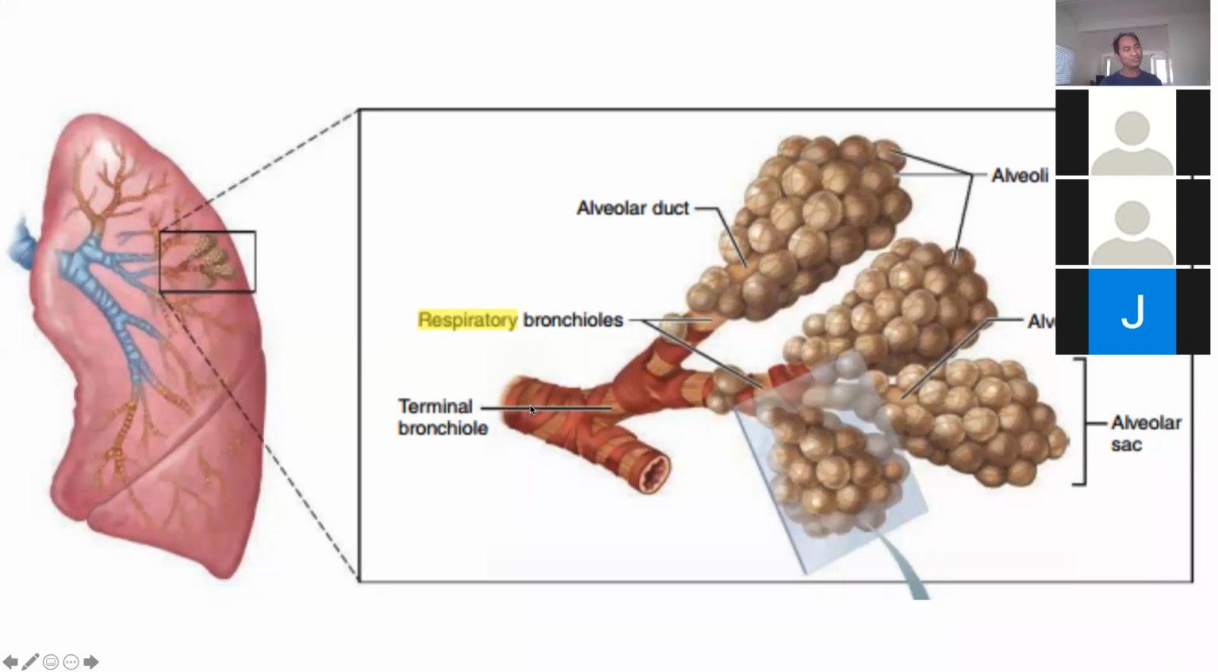Bronchiole we divide into terminal bronchiole. Hey, I'm going to finish. It is terminal. Not yet. Terminal bronchiole we further divide into respiratory bronchiole. So bronchiole, terminal bronchiole, and respiratory bronchiole.